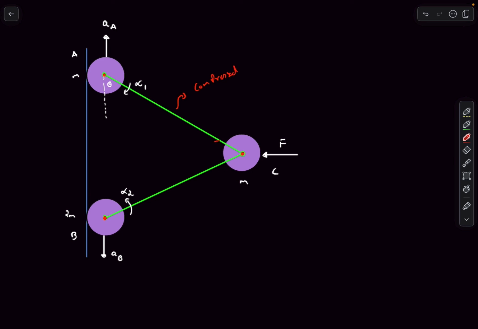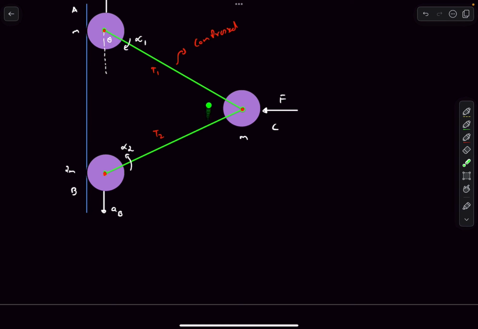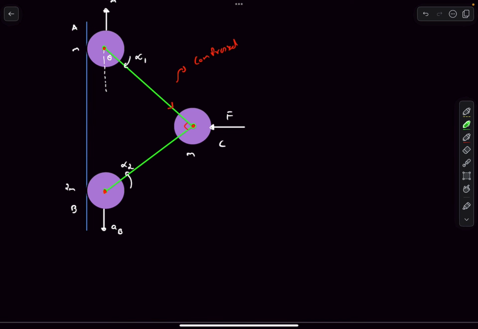So here also the tensile force will push the disc C. Let's say that the tension in the upper rod is T1. The tension in the lower rod is T2. Okay guys, so now the thing is this angle was actually given to us to be 90 degrees. So I'm going to slightly redraw the diagram. Now it looks more like a 90-degree angle.